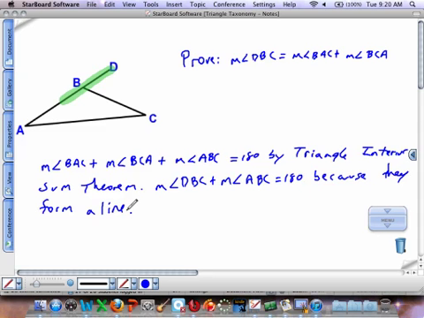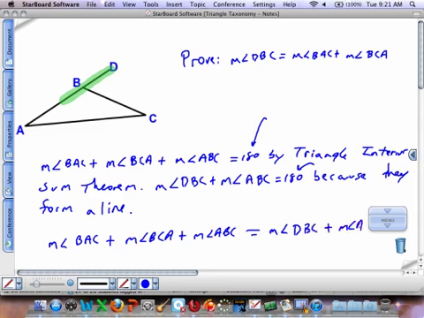Okay, I'm going to think about this for a minute. Notice that this is equal to 180, and that's equal to 180. Therefore, two things are equal to the same thing. They're equal to each other. That's the transitive property. So the measure of angle BAC plus the measure of angle BCA plus the measure of angle ABC is equal to DBC plus ABC. And transitive.